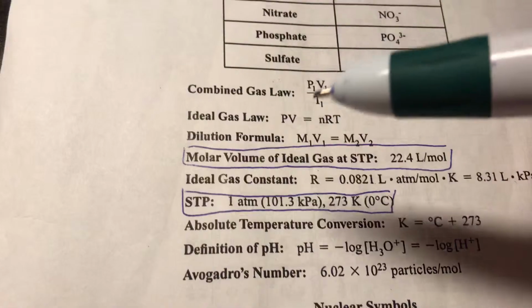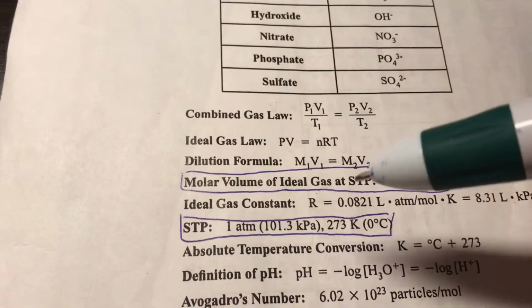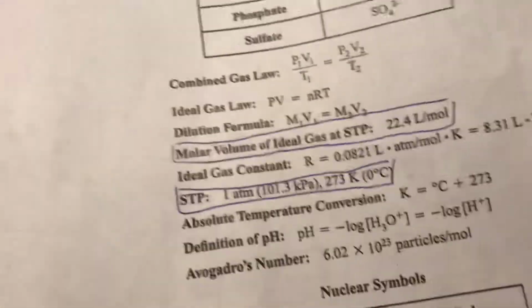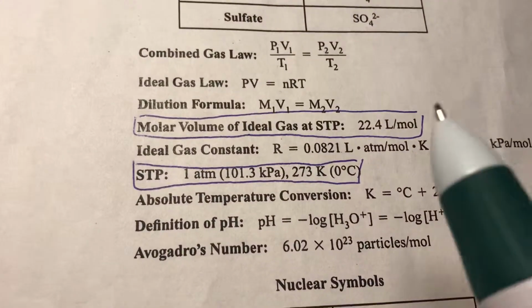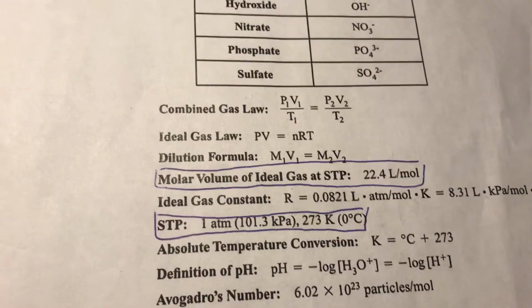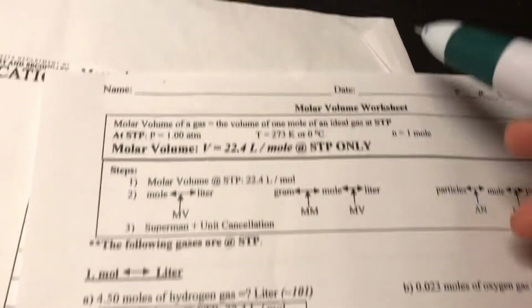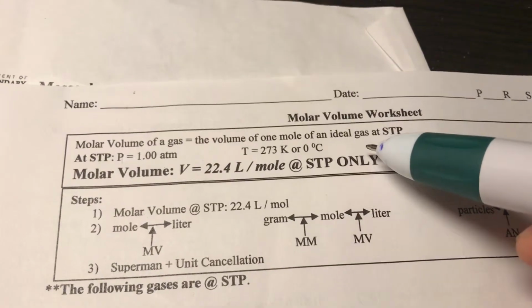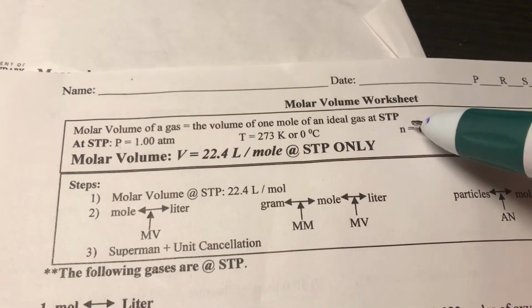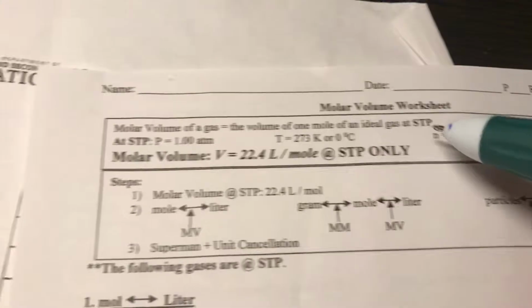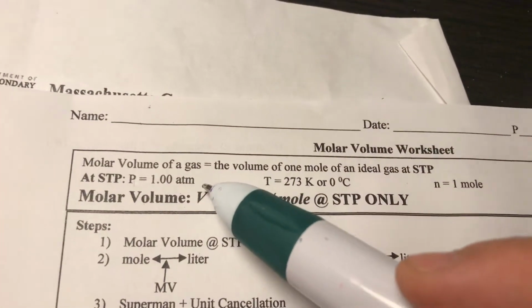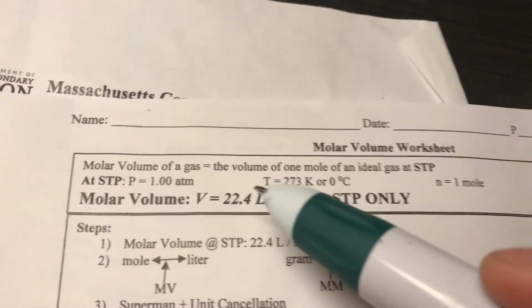First of all, the molar volume of an ideal gas at STP is 22.4 liter per mole. What does molar volume mean? The molar volume of a gas is the volume of 1 mole of ideal gas at STP. And what does STP mean? STP is standard temperature and pressure.